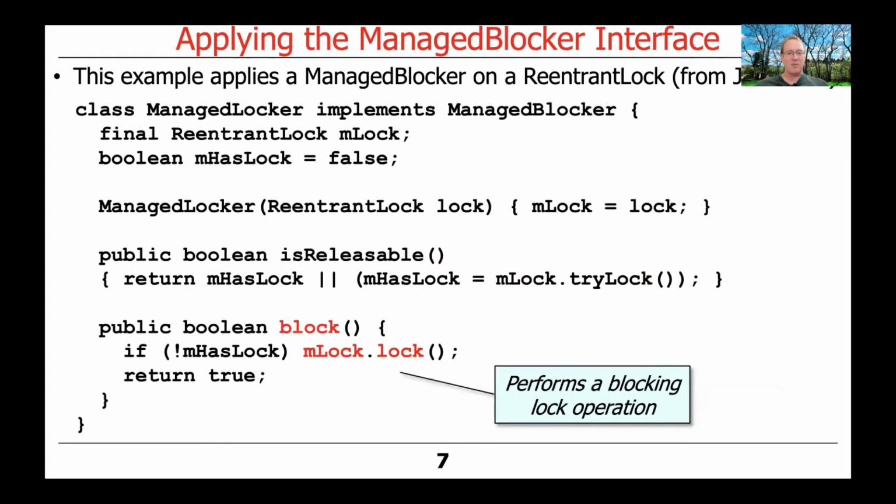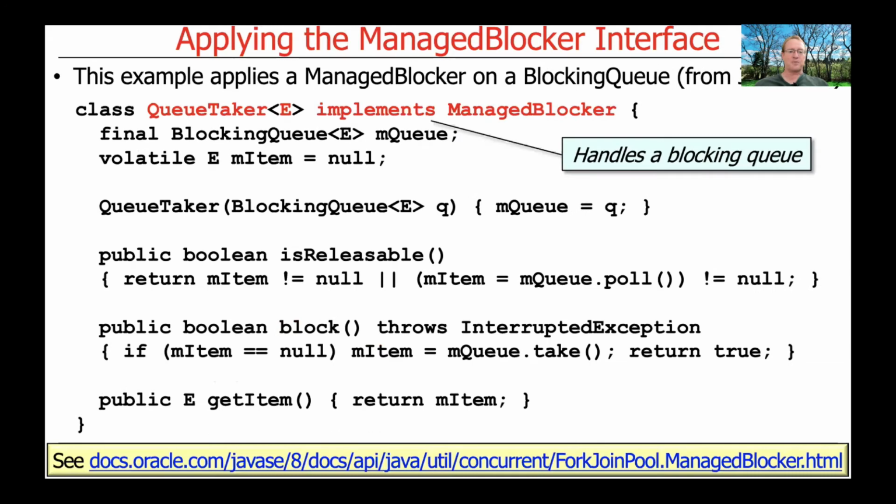And here's what the block method does. It checks once again to see if we've already acquired the lock, and if we have not, then it goes ahead and locks the lock. And that will block until the lock is available, in which case that call can return, and it'll return true because it's no longer blocking. So that's a very simple example demonstrating the use of the ManagedBlocker interface for synchronized I/O.